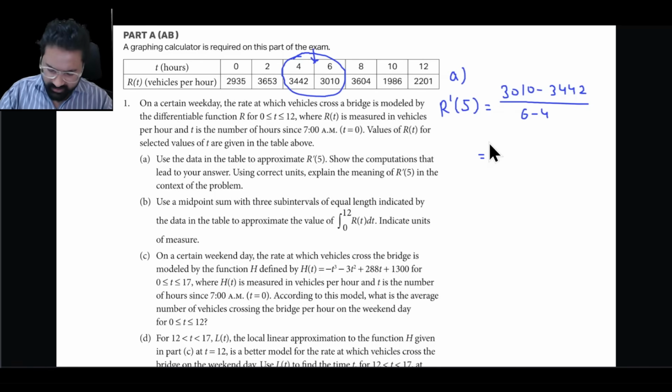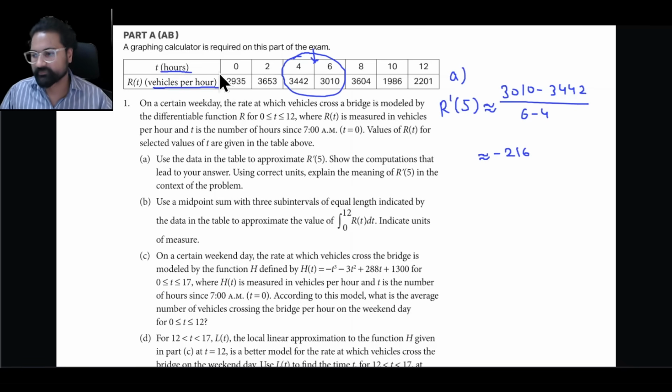If I find that, 3010 minus 3442 over 2, it is negative 216. The unit is very important. Since it is an approximation, this is an estimation, maybe I want to put a squiggle symbol over here. And the unit is going to be the unit of R over the unit of t. The unit of R is vehicles per hour, and the unit of t is hours. So it's vehicles per hour per hour, or vehicles per hour squared. That's how the unit will look.